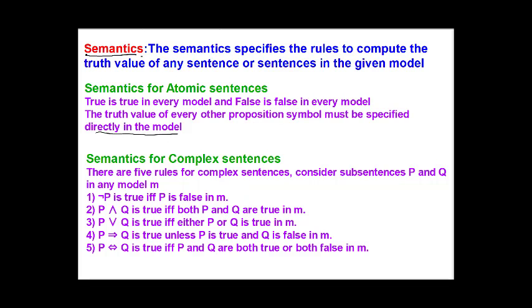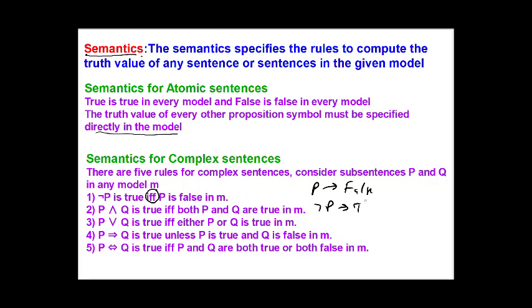Now what about the complex sentence? For complex sentences, we have five rules. The first one: negation of P is true if and only if P is false in M. Here IFF means if and only if. So if P is false, negation of P is true.